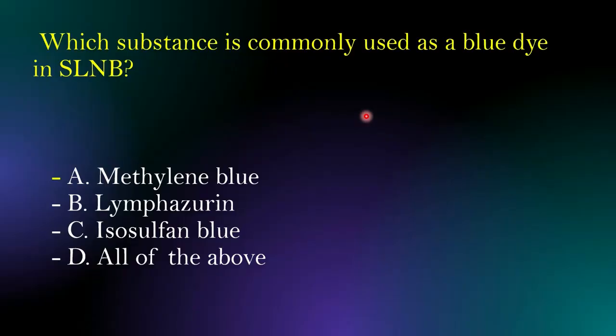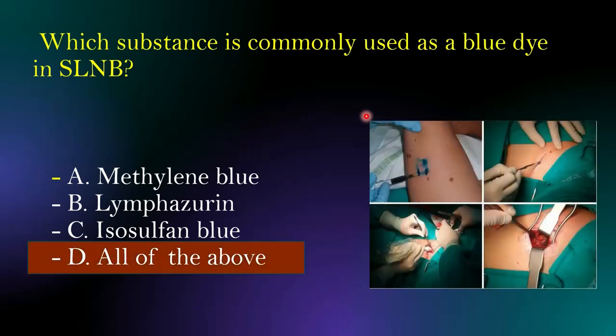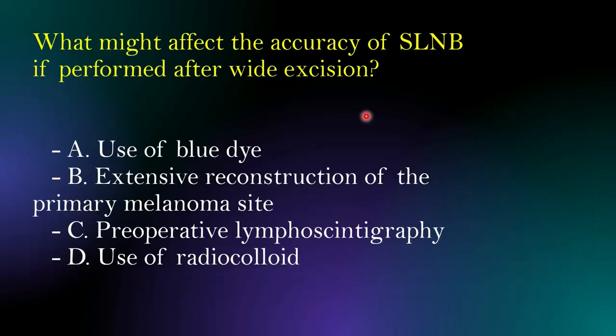Which substance is commonly used as blue dye in sentinel lymph node biopsy? Methylene blue, lymphazurin, isosulfan blue, all the above. All these can be used. Isosulfan blue is more commonly used. Methylene blue and lymphazurin can also be used in sentinel lymph node biopsy.